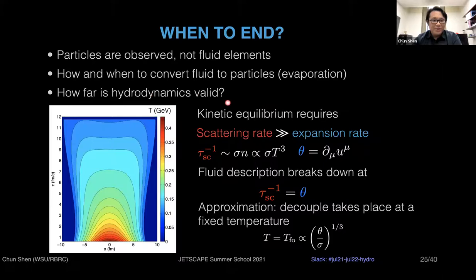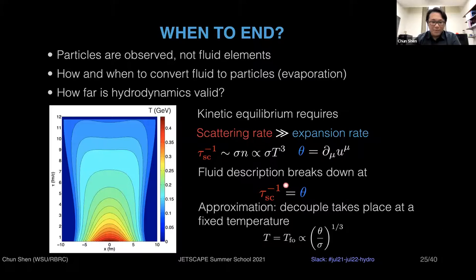This also relates to how far the hydrodynamic behavior should be valid in the dilute phase. One rule of thumb estimation is to estimate the system's microscopic scattering rate inside the fluid cell and compare it with the system's overall expansion rate. If the scattering rate is much larger than the expansion rate, the system keeps scattering a lot while the fluid expands, so we expect it to still be within equilibrium and the hydrodynamic behavior should still be valid.